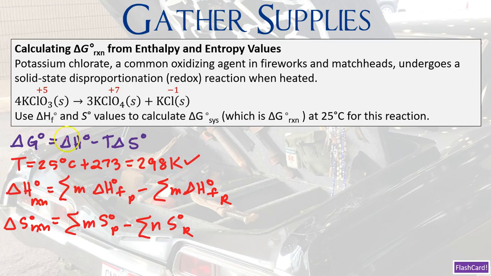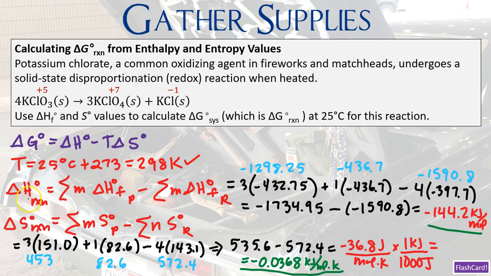To solve for our delta H naught and our delta S naught of the reaction, we have to take the sum of our products multiplied by their delta H naught of formation values, minus the sum of our reactants multiplied by their delta H naught of formation values. We do the same thing with the standard entropy values for products and reactants to get delta S naught of the reaction. This is already going to be given, and when I set up my overall reactions on this side, you'll see that these values are already incorporated.